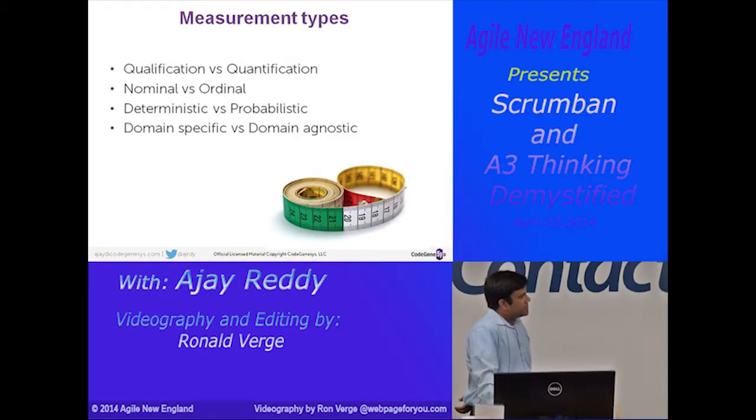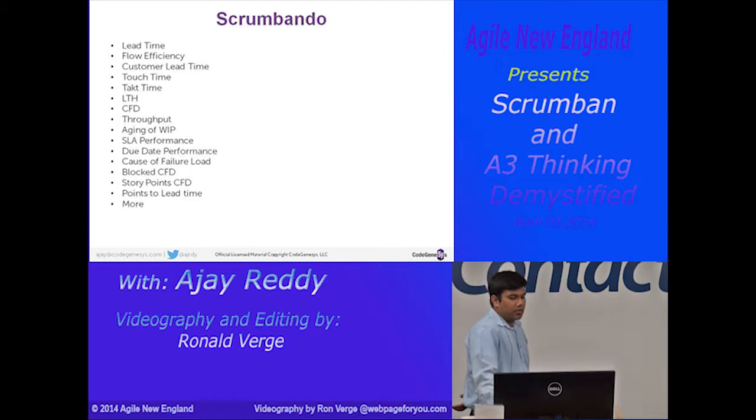So measurement types, qualification versus quantification, simple. Quality of judgment that something meets a certain criteria. Quantity, to apply a certain measurement to something, not just a count. Nominal versus ordinal, whether a thing is in a set or not, and ordinal is how much of it. Deterministic versus probabilistic. And I'm drawing these distinctions because, especially in Scrumban, we tend to do much more of a probabilistic measurement when we give predictions as to when a certain thing is going to be delivered. And so it's useful to have that background.